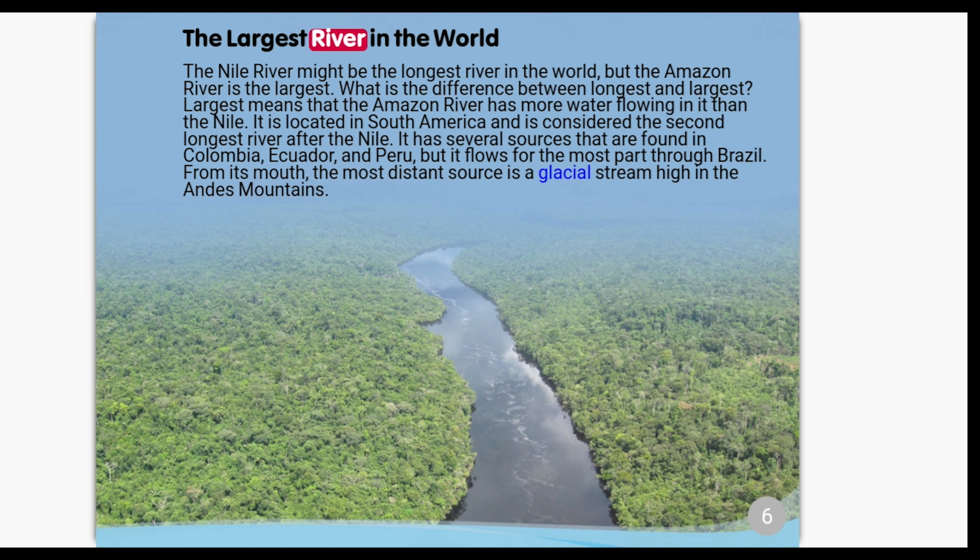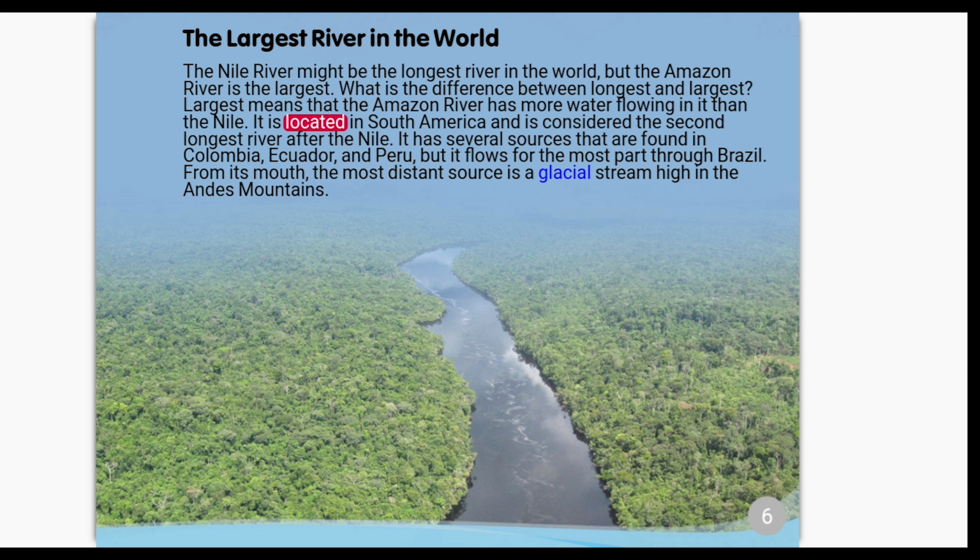The largest river in the world. The Nile River might be the longest river in the world, but the Amazon River is the largest. What is the difference between longest and largest? Largest means that the Amazon River has more water flowing in it than the Nile.